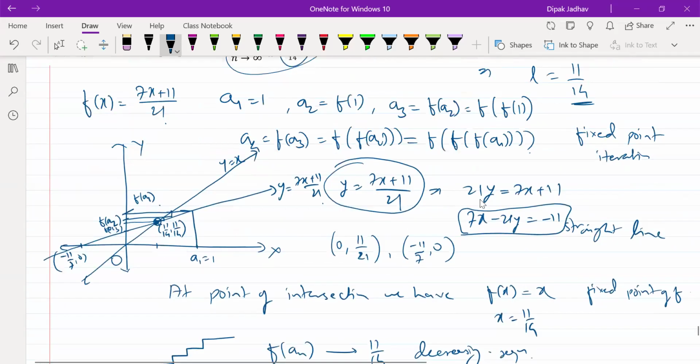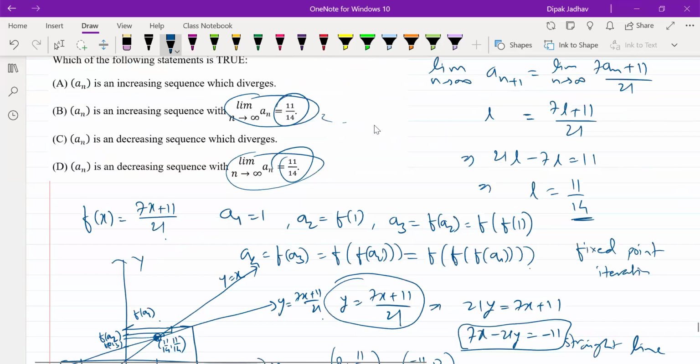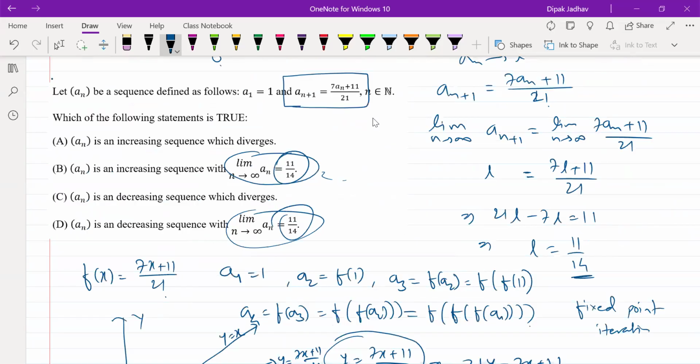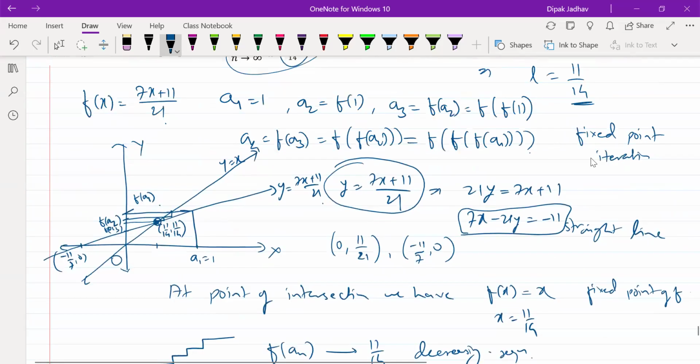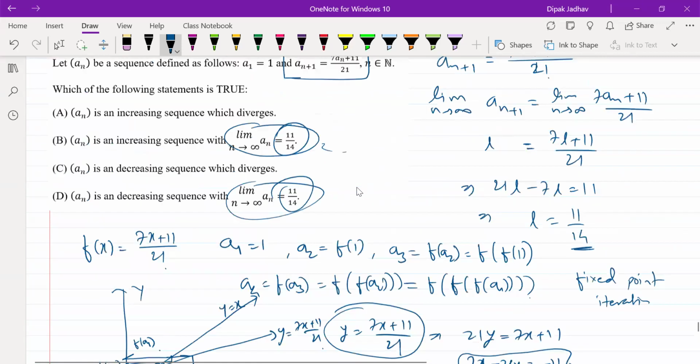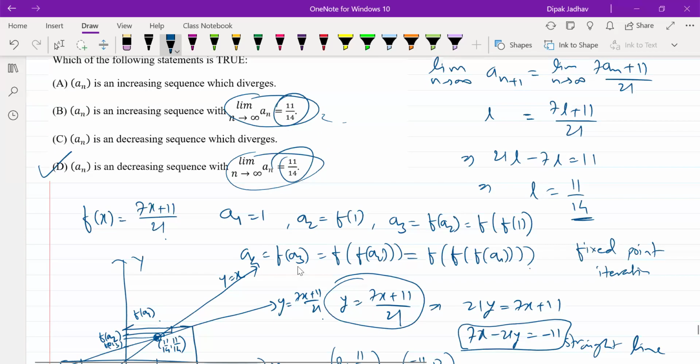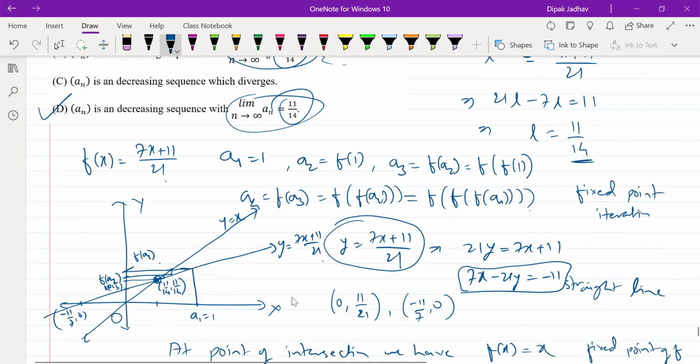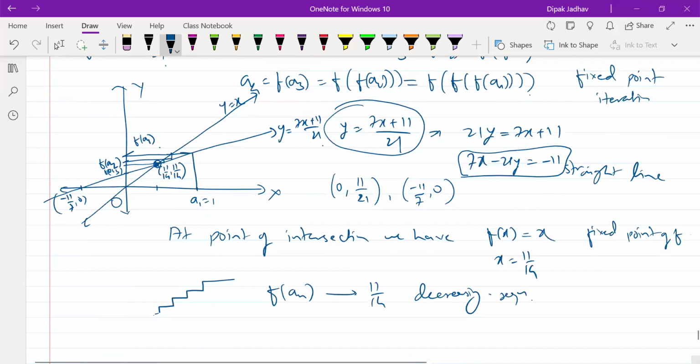So though we haven't actually played with terms of the sequence, we have figured out some function from the nth term of a sequence, and we have used the fixed point iteration method smartly to get information about the sequence. That sequence actually decreases to the fixed point 11 by 14. Is it okay? Yes, sir.